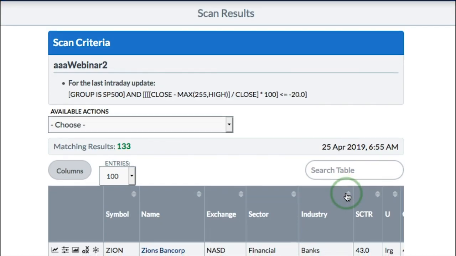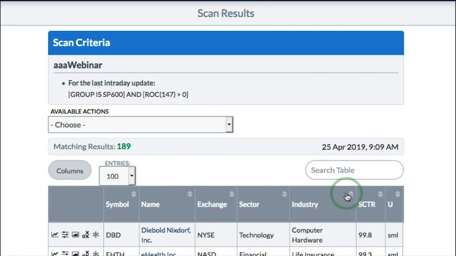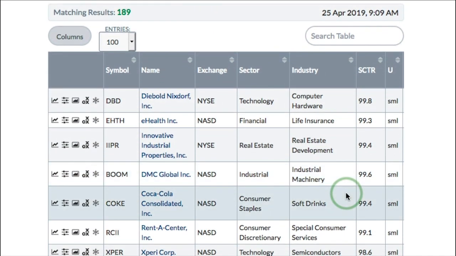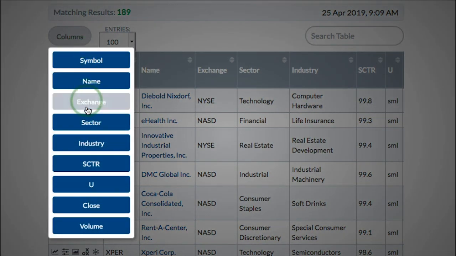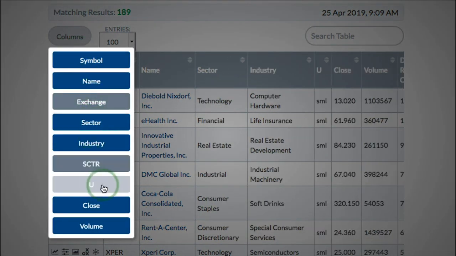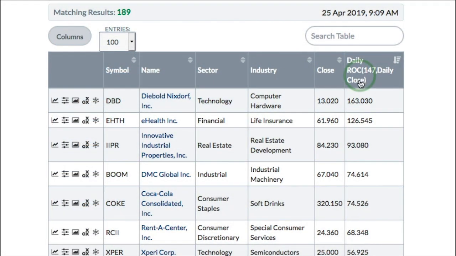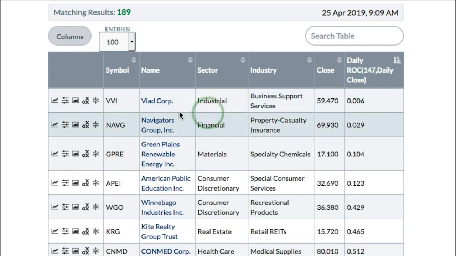And so I will go down and click Run Scan, and we will see the results of this scan and see that very few stocks in the S&P 500, relatively speaking, are positive over the last 147 days. It's 189. You can see all of those. And I can remove some columns. We don't need exchange. I'll leave out sector and universe and volume. And there you can see we're sorting by the daily rate of change, 147 days. The biggest mover is Diebold, which is up 163%. And of the ones that are positive, VAD is just barely positive.